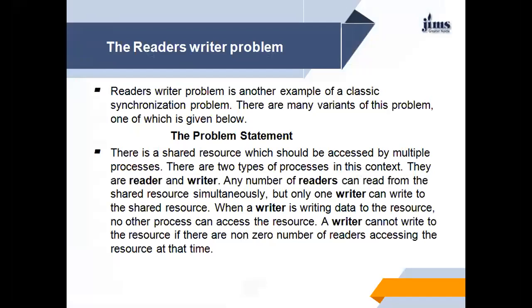What is the statement here? We distinguish between these two types of processes by referring to the processes that are interested in only reading as readers and to the rest as writers. There is a shared resource which should be accessed by multiple processes. There are two types of process: readers and writers. Any number of readers can read from the shared resource simultaneously, but only one writer can write to the shared resource. When a writer is writing data to the resource, no other process can access the resource.